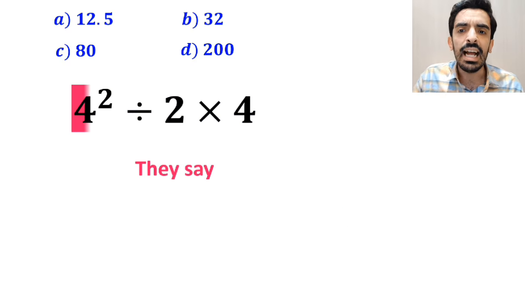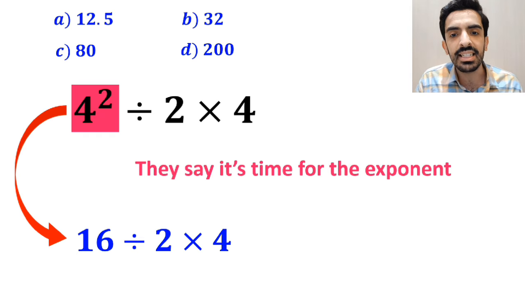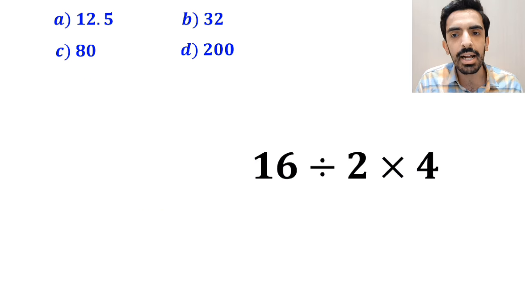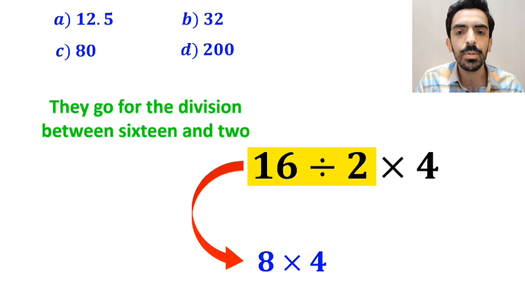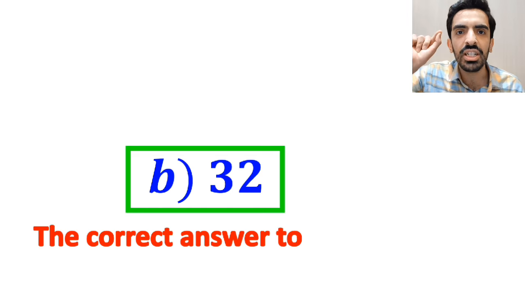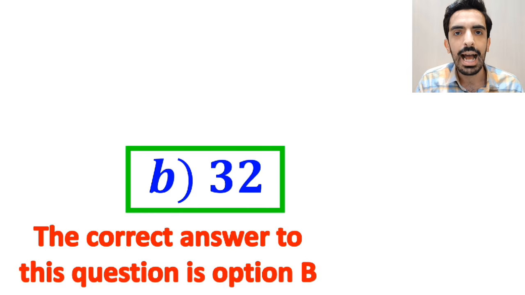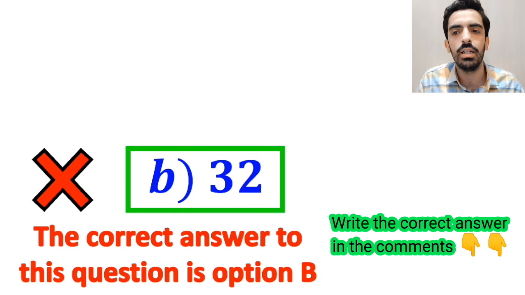Then, they say, it's time for the exponent. And instead of this expression, they write 16 divided by 2, then times 4. In the final step, they go for the division between 16 and 2 and simplify this expression to 8 times 4, which finally gives them the answer 32. Then, without any hesitation, they quickly say that the correct answer to this question is option B. However, this answer is absolutely wrong.